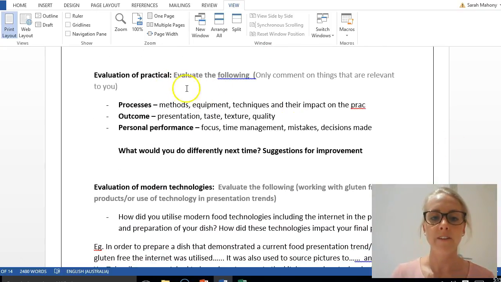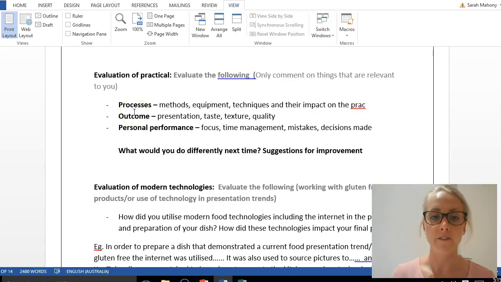We now get into more of the nitty-gritty, the details, evaluation of the practical. What we've got here is a whole heap of ideas. It asks you to evaluate the following, but only comment on things that are relevant to you. So don't just go listing all of the equipment, for example, that you used and have nowhere to go with that sentence. If you had one piece of equipment that was highly significant to your dish, such as a food processor or using the oven or a timer to bake something perfectly, then you would comment on that particular item of equipment because it had a significant impact on the outcome.